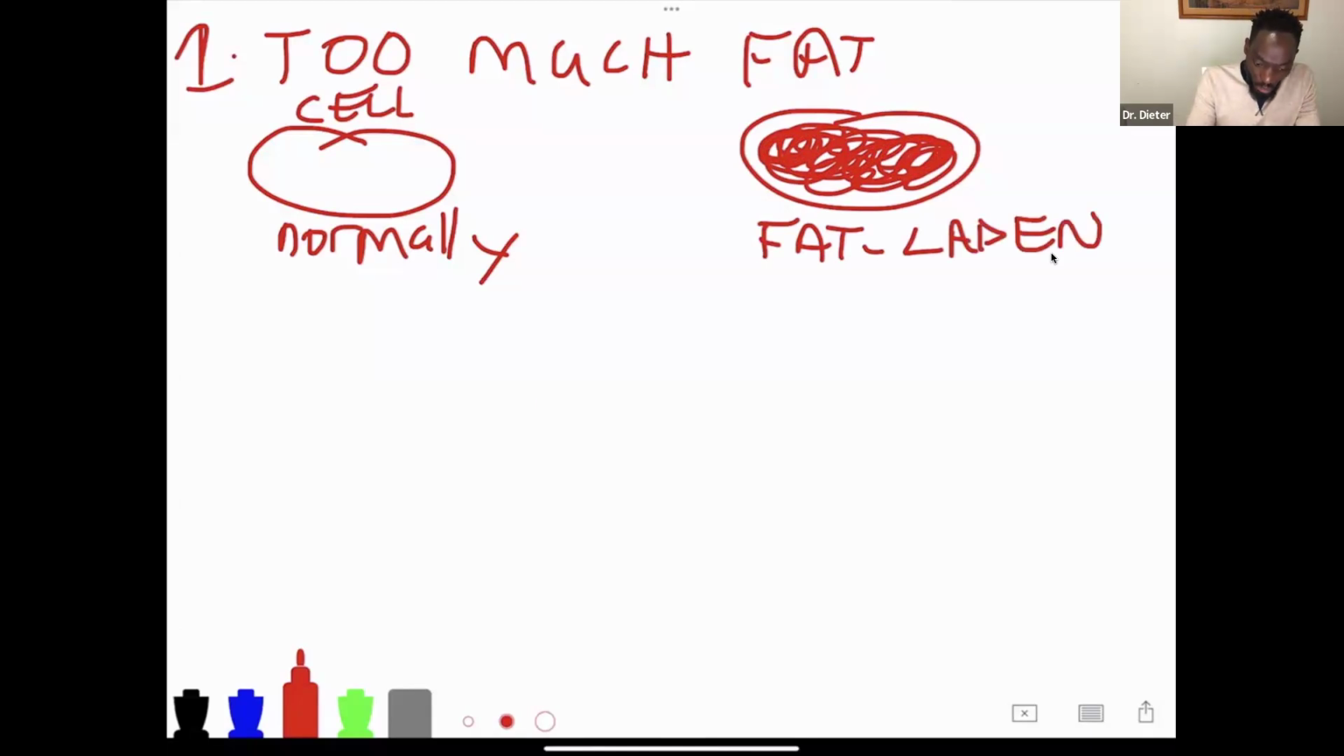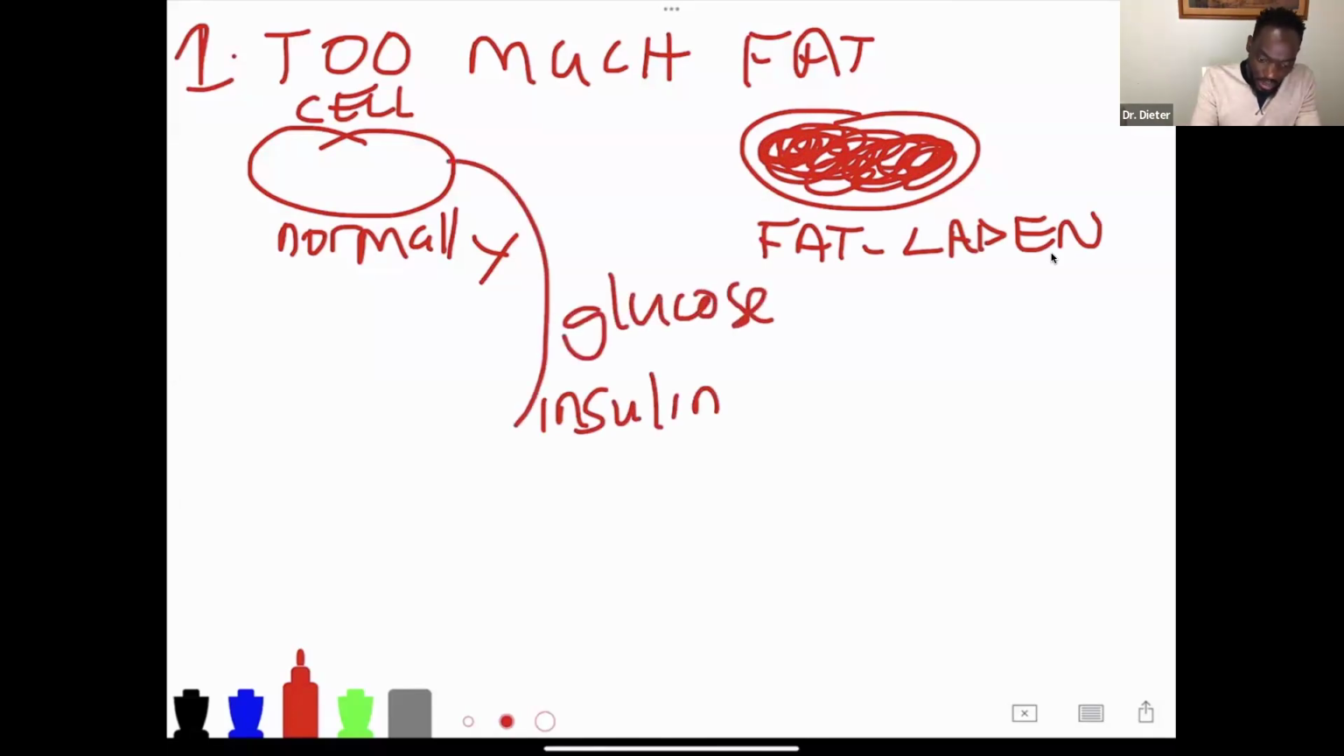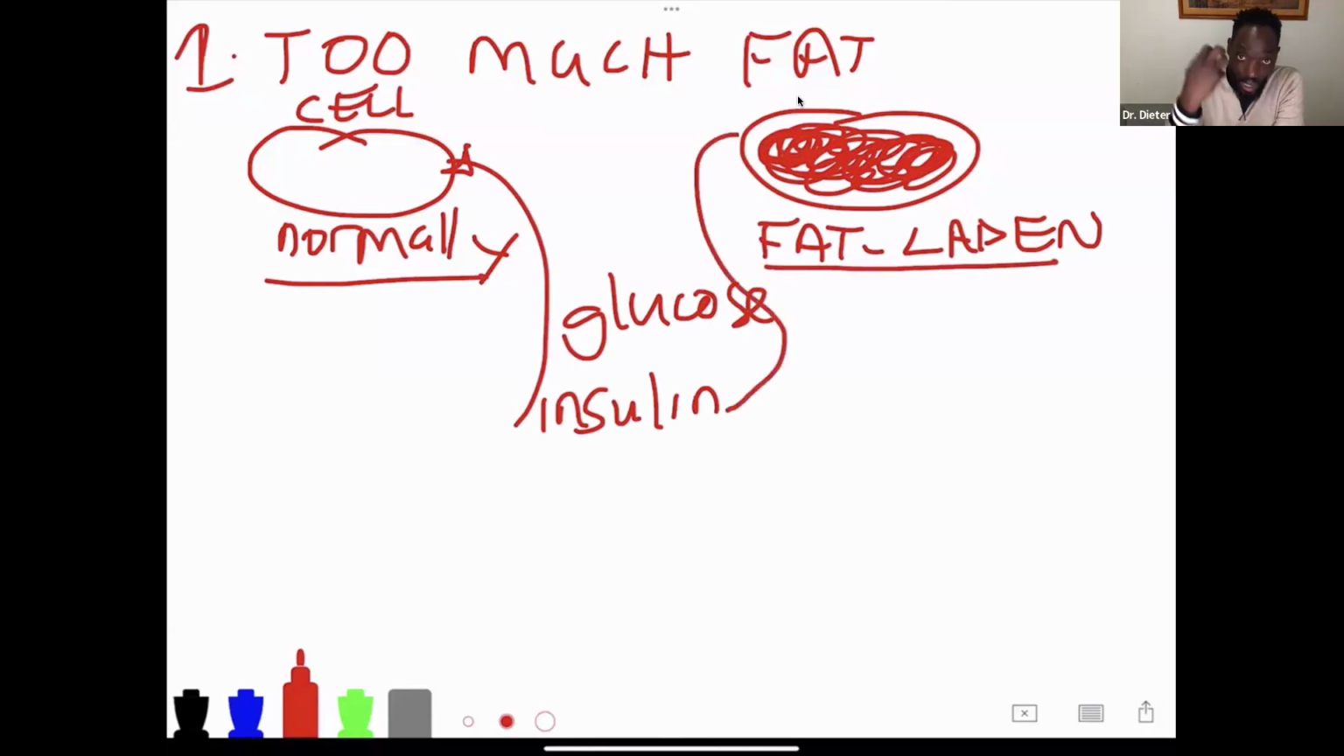And remember, the job of insulin is that when you have glucose in the blood, insulin is going to mobilize that glucose into the cell. Normally, this cell, which is empty, will be able to take up glucose. But when the cell is fat-laden and insulin comes and knocks on the door of this cell and says, knock, knock, knock, cell, I got glucose in the blood.